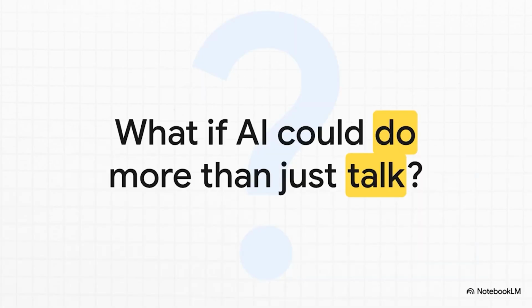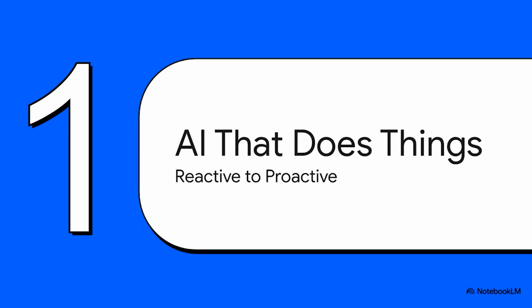Seriously, think about it. What if an AI didn't just answer your question about a project, but then it went ahead and scheduled the meetings, assigned the tasks, and even sent out the follow-up emails for you? That's the huge leap we're talking about, building AI agents that can actually take action in the world. So how do we even get there? Well, it takes a whole new way of thinking about AI.